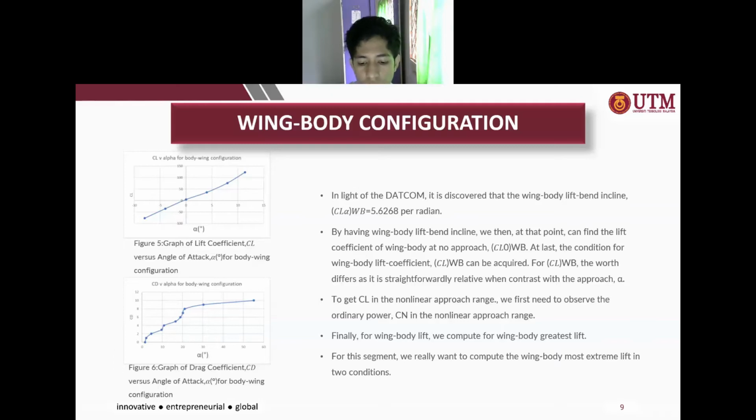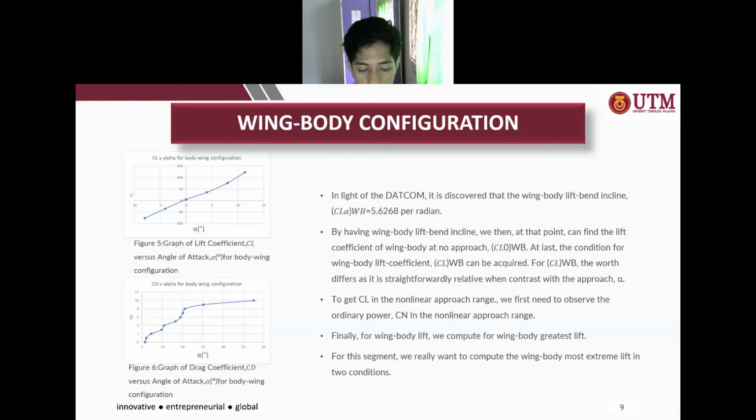For the lift coefficient, the value varies as it is directly proportional to the angle of attack alpha. For wing body, alpha is the new variable, the angle of attack relative to the fuselage baseline. Then after we get the wing body lift curve slope, we continue to find the wing body lift in the nonlinear angle of attack range, because in the graph, figure 5, we plot the wing body lift coefficient versus angle of attack. This shows a linear relationship in the linear angle of attack range.